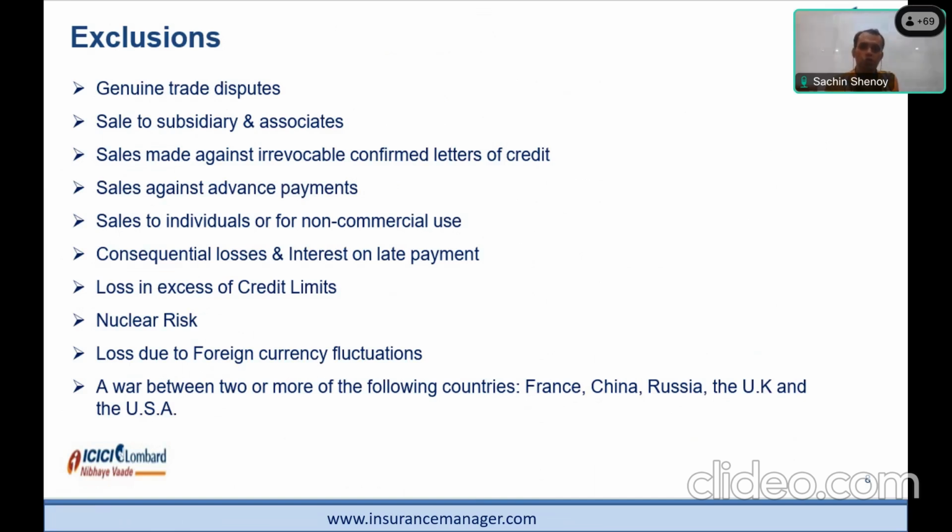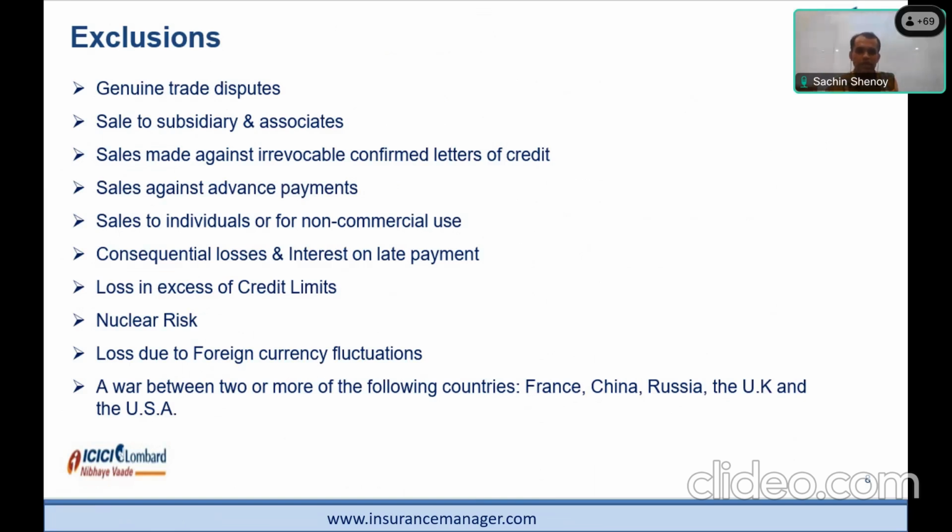Individuals like me and you, if you're making sales to them, would not be covered. Then consequential losses: if your invoice has an element of, say, a penalty clause or interest clause on late payment, such coverage would not be there. We would only be covering the principal amount, and if GST is applicable in local sales, then GST will also be covered.